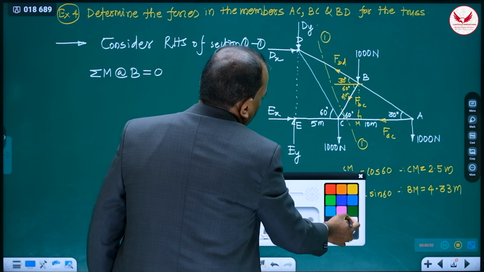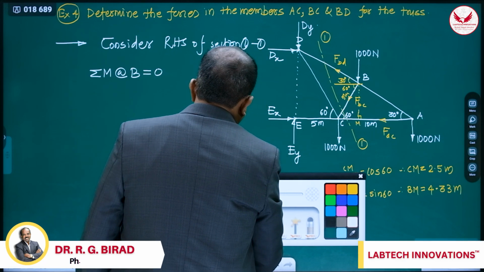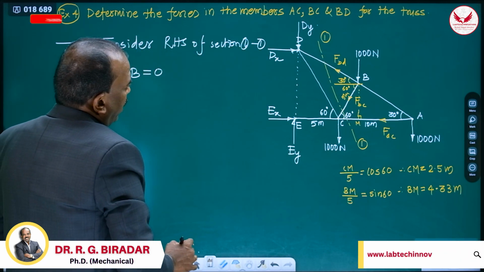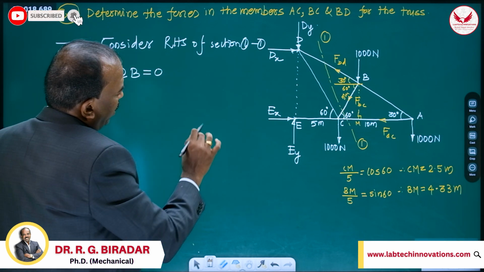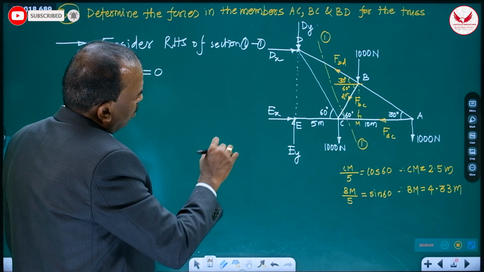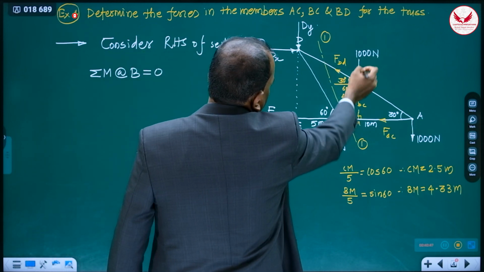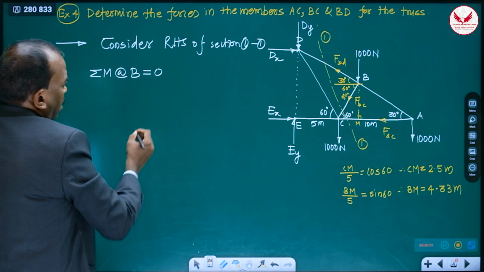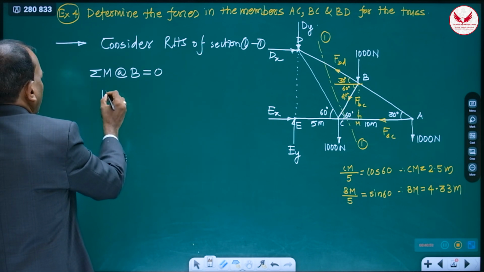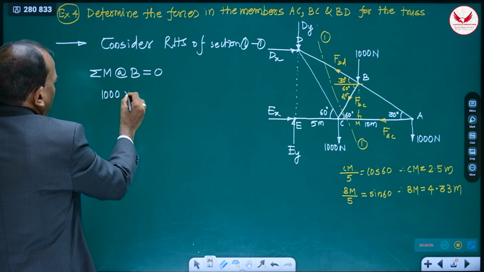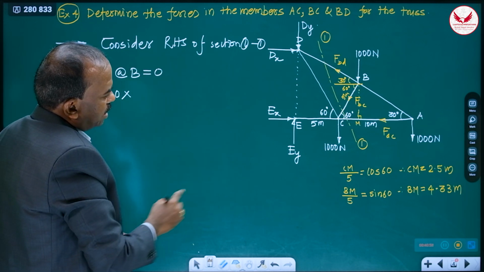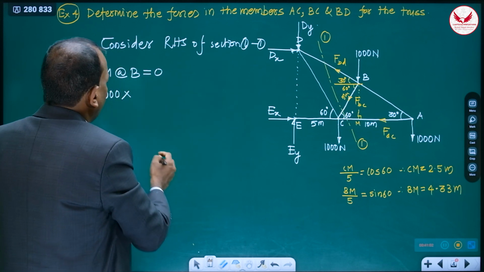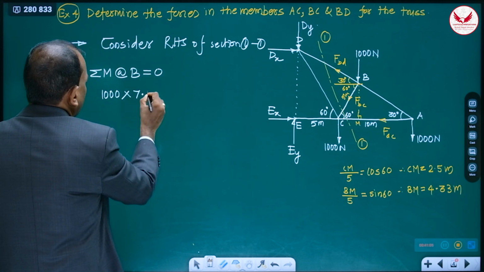Now see it. So how will we get the moment about B? The moment of BD and BC is 0. Moment of this 1000 is 0, so this will not be in the picture. This 1000 will be clockwise. 1000 into, actually that distance is MA. MA is 10 minus 2.5, which is CM, means 7.5.